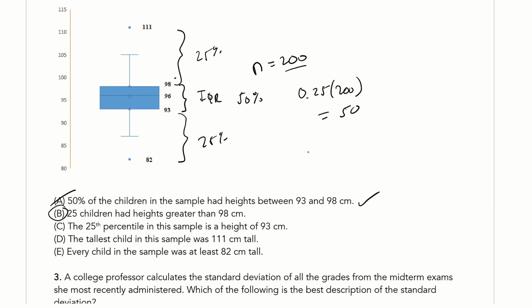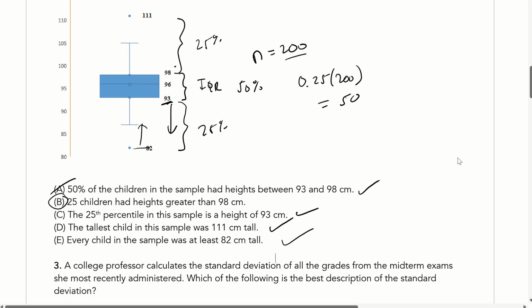The 25th percentile is a height of 93. This is true. This is the 25th percentile because 25% is below it. So that would be true. The tallest child is 111. That would be true. And then every child in the sample was at least 82 centimeters tall. Yep, that or greater than. So that's true. That's definitely B.